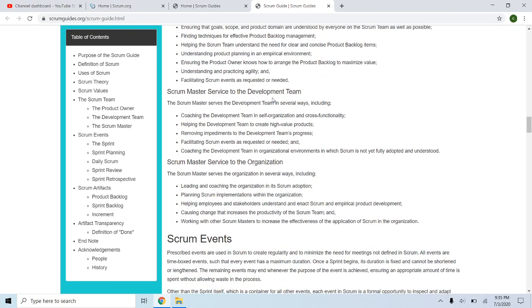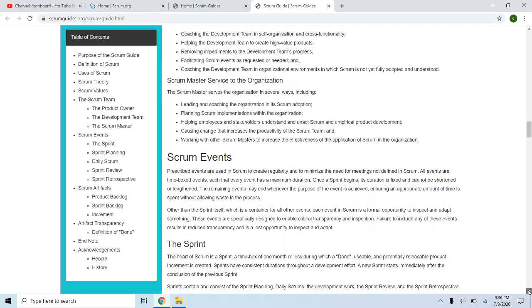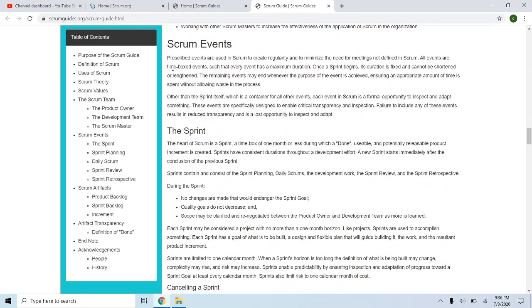They have a service to the development team to coach and develop the team in self-organization and cross-functionality, as opposed to a project manager who, in some ways, some may think that they breathe down your neck or that they are a little bit more commanding or authoritarian. But in this case, you're helping the development team by creating high-value products, removing impediments, facilitating Scrum events as needed, and coaching the team, which really has not fully adopted this framework. And then the Scrum events listed are creating regularity and minimizing meetings.